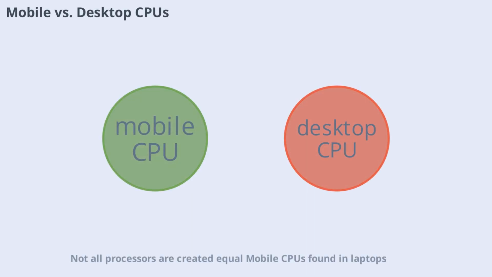Not all processors are created equal. Mobile CPUs found in laptops are designed for efficiency and battery life, while desktop CPUs focus on raw performance. We'll compare the differences, discuss where each type excels, and help you understand which is best for your needs, whether you're building a portable device or a powerful desktop.